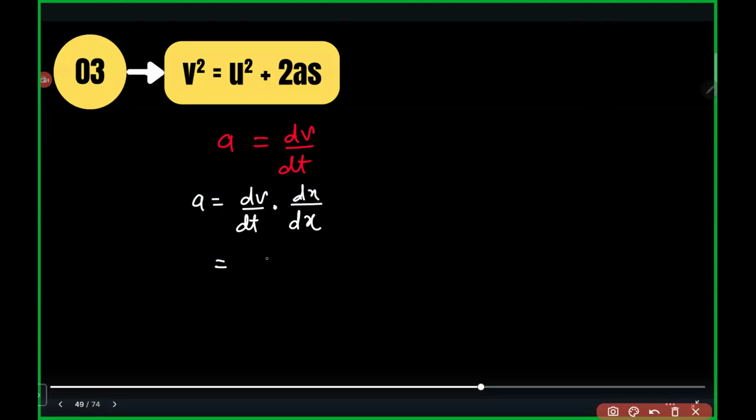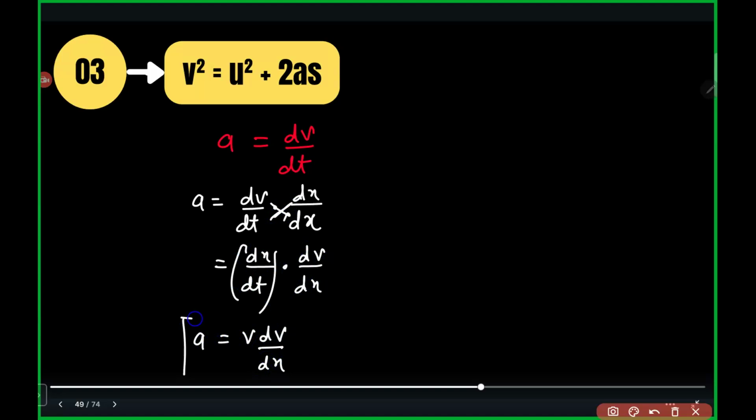Now what do you do here: you write dx by dx before dx by dt, so dt goes under dx, write this under this and this under this. So you can write dv by dx, and you already know the rate of change of position is called velocity. So I can say a is equal to v dv by dx. Is this clear to everyone so far?